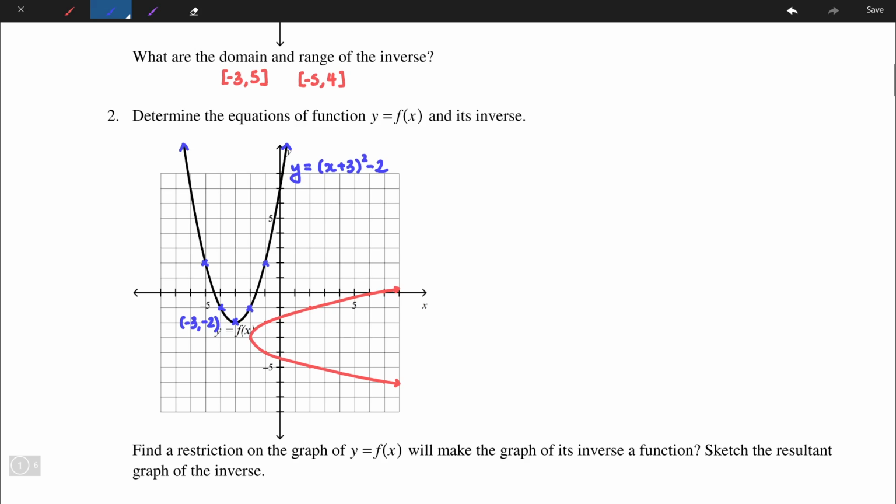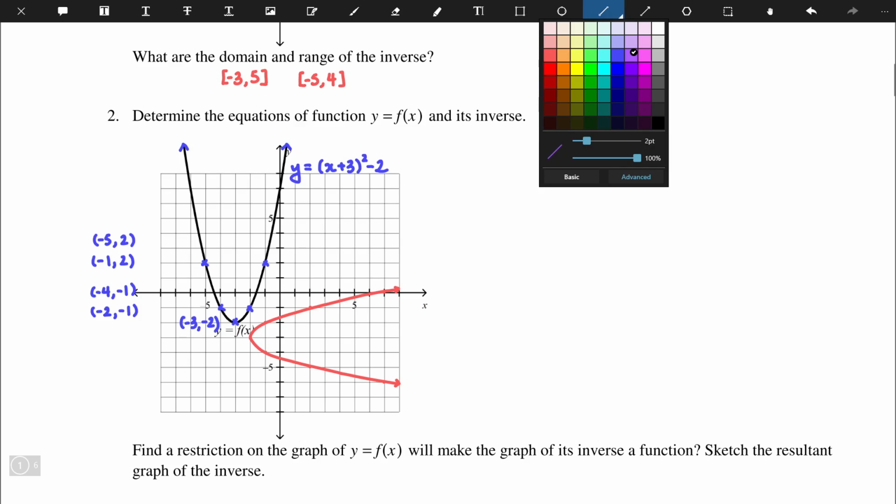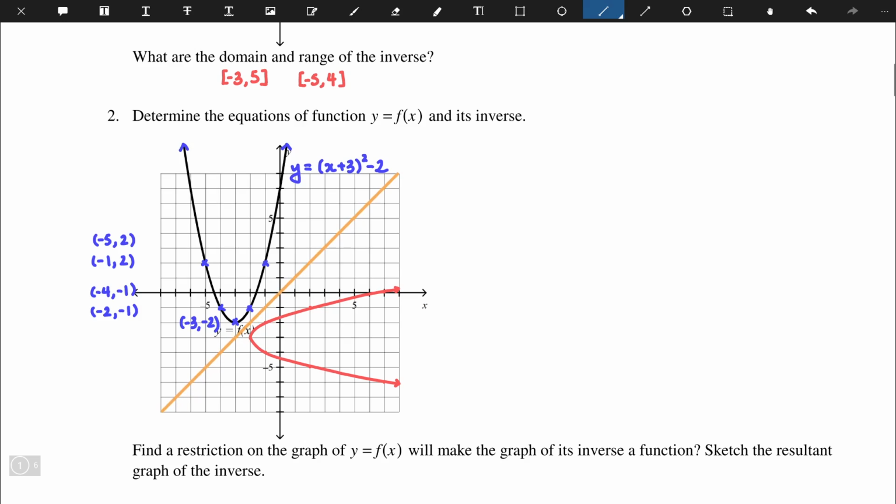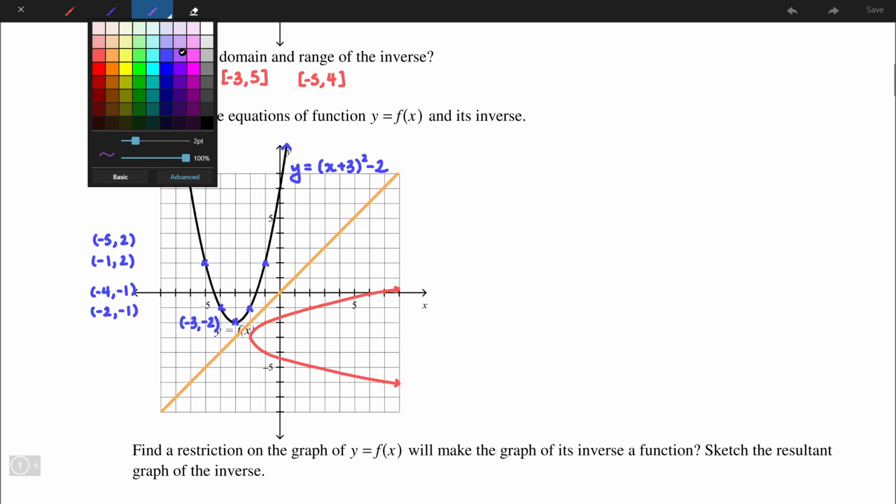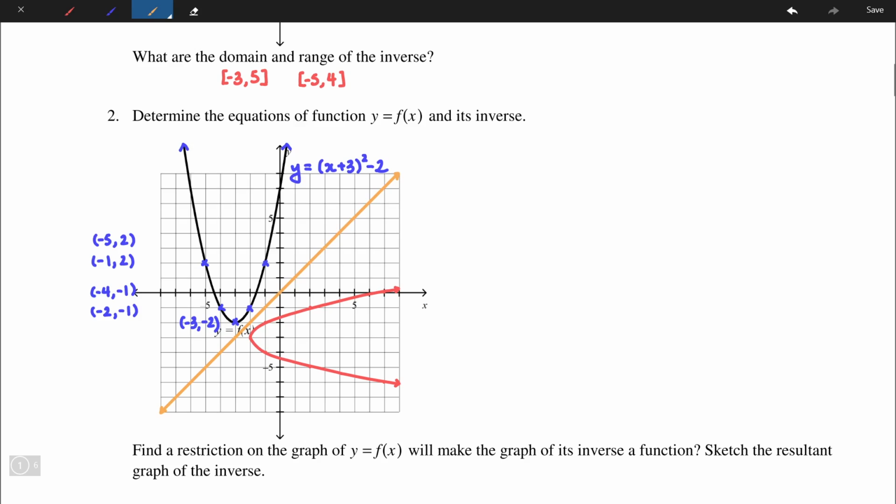Okay. So what we can do is to write out the coordinates of all 5 of these points on the graph. So we also have (-4, -1), as well as (-2, -1), and also these 2 points have coordinates (-5, 2), and also (-1, 2). And to draw the inverse, we simply take all 5 of those points on the original parabola and switch the x and y coordinates. And if we add in the line y equals x, we can also see that it is in fact a reflection over that line.